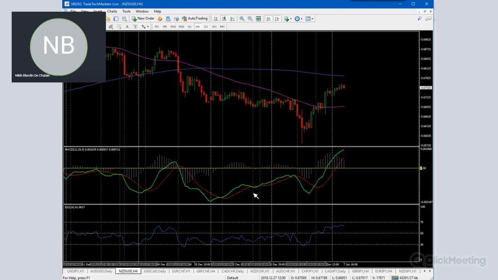Now, in terms of the strategy in itself, in order for the MACD indicator to be set up nicely for us, we're wanting our MACD histogram to be above the midline, and we're wanting our FOST and trigger line to be above the midline as well. Now, that's a very passive entry.